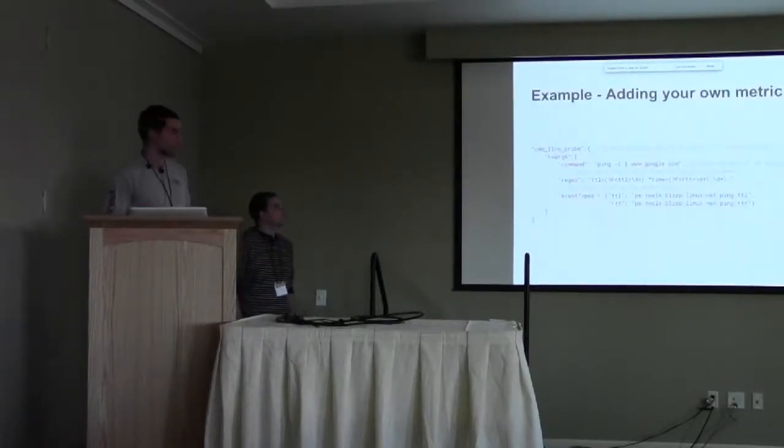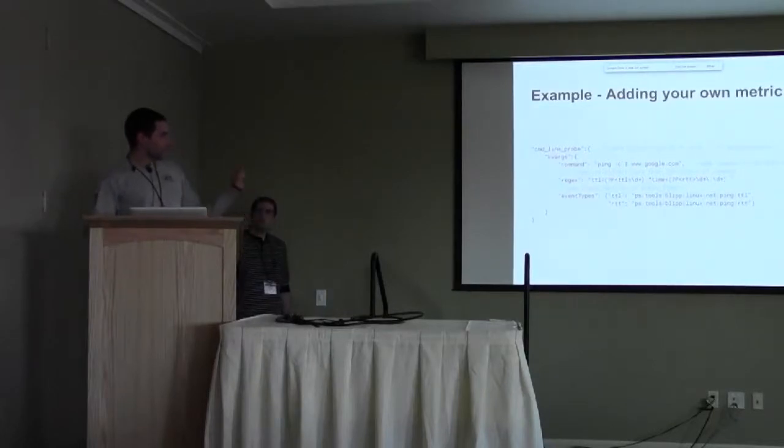So this is sort of a deep dive example. This is actually a snippet of Blip's configuration file, which is just JSON. And this is a command line probe that will collect a ping measurement. And there's basically 3 things that you have to give it. One is the command to run. I don't know if you can see that, but it's just command: ping -c1 some host name. And then you need to provide a regular expression to extract the data from the output of that command. So that regular expression is designed to extract TTL and round trip time from the ping output.